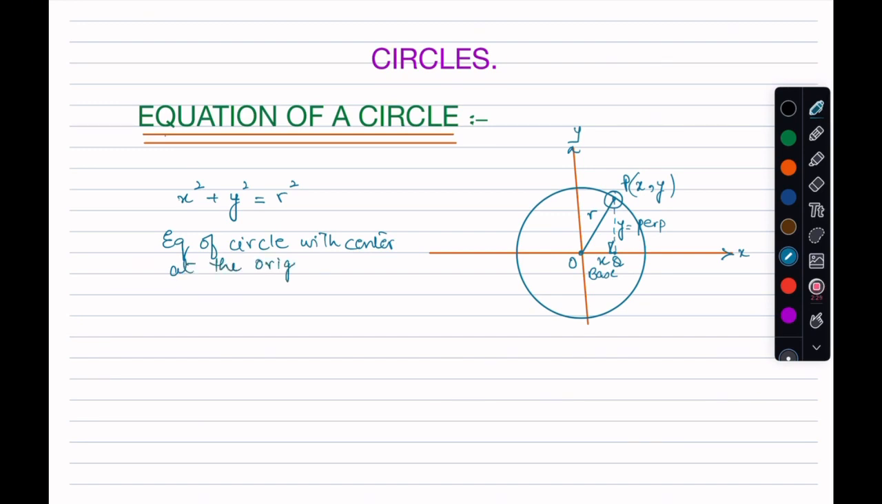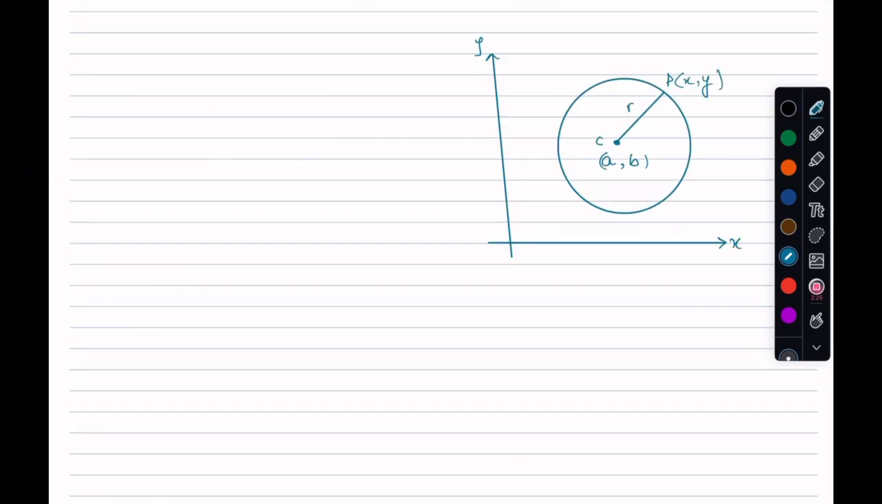Now, translate the circle from the origin on the x and y axes so that now the center lies at a point C with coordinates a and b. So I can see here that P is a point on the circumference of the circle, for which again I can have the right angle triangle, so that I can see here that my base is going to be x minus a the whole square, and my perpendicular is going to be y minus b the whole square.